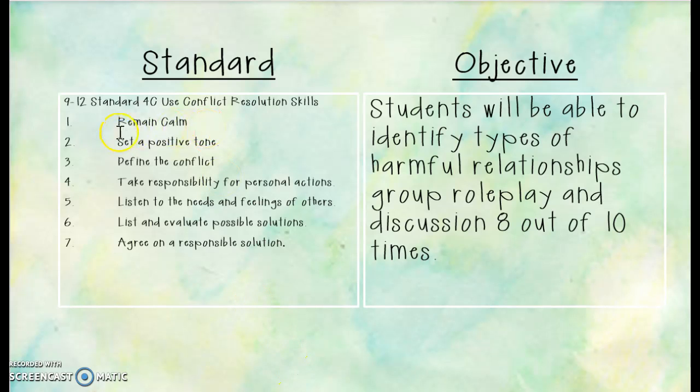So this is the standard that I was assigned. It's 4C, use conflict resolution skills. And for the objective, I want to see that students are able to identify the types of harmful relationships during group role play and discussion 8 out of 10 times. I'll also be looking for the way that they show that the conflict is resolved.